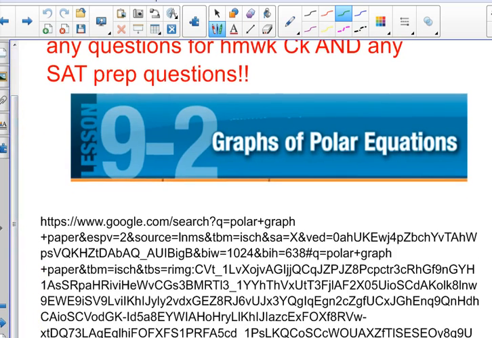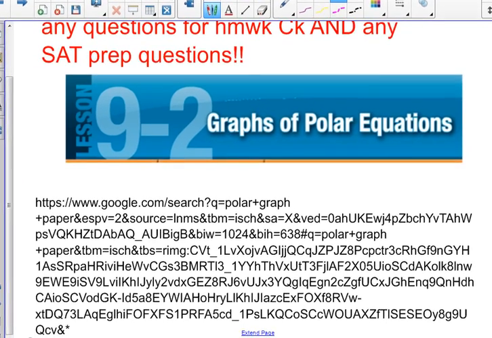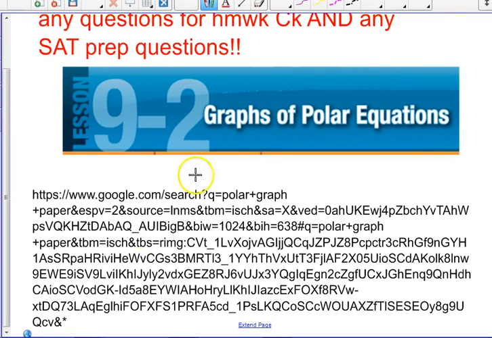Let me move this thing down. Well, what? Yeah, it is a super long link, and I couldn't figure out how to shorten it because I did a search, and that's how I got to the page that I want to show you. The problem is it's a search page.